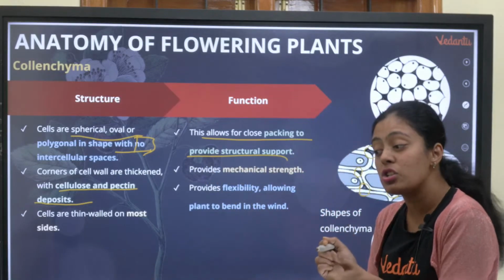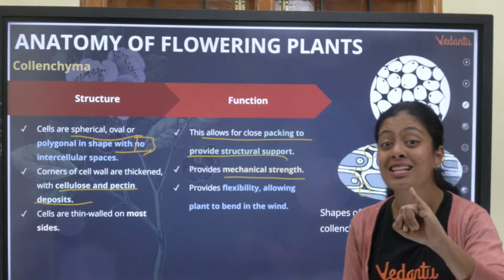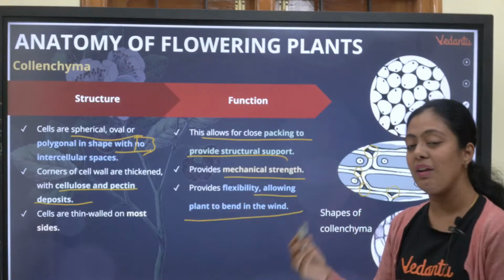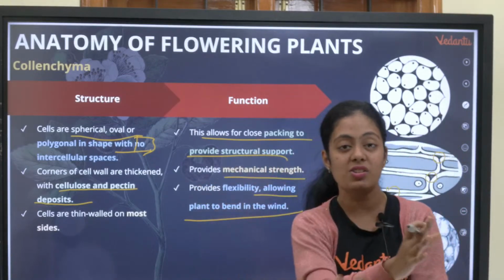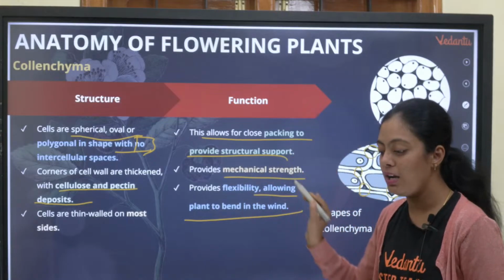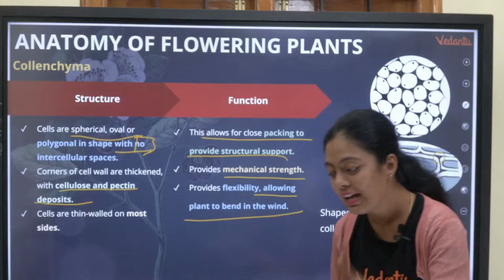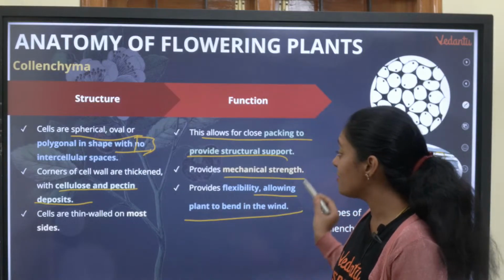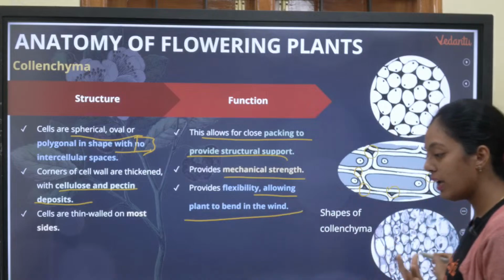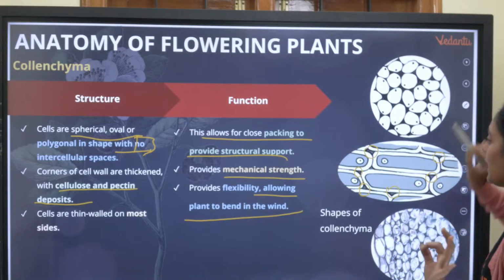It provides structural support. It provides mechanical strength. They provide flexibility, allowing the plant to bend in the wind. Even when the wind blows this strongly, the plant stands. How does it stand? Because of collenchyma. This collenchyma is very important for mechanical support. They have substances called cellulose and pectin. This is how your collenchyma is, pasangla. Can we continue? Collenchyma is done.